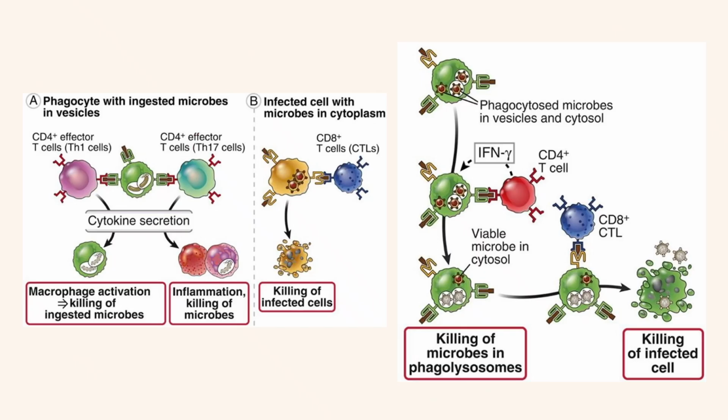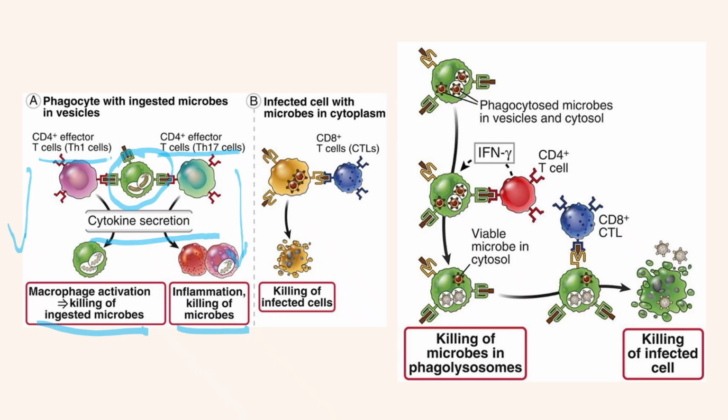There are two major types of T cell mediated immune reactions. The first is going to involve CD4 helper T cells, and these are going to recognize microbes that have been ingested by phagocytes like macrophages, and after activation they are going to secrete cytokines that are going to activate more macrophages and recruit other leukocytes to destroy the microbes. Th1 cells are going to promote macrophage activation, while Th17 are going to promote the inflammation and recruitment of neutrophils.